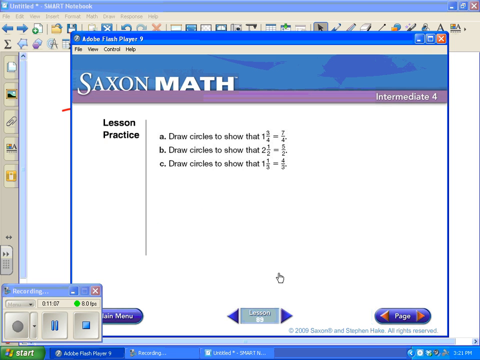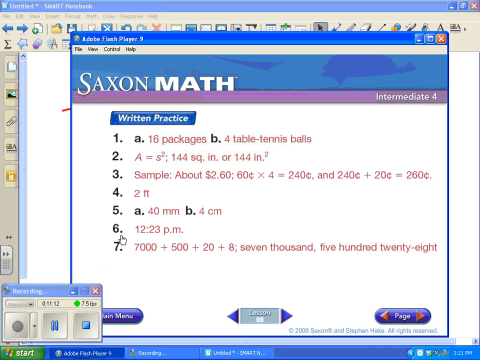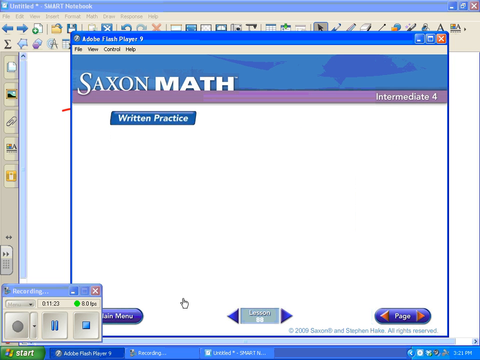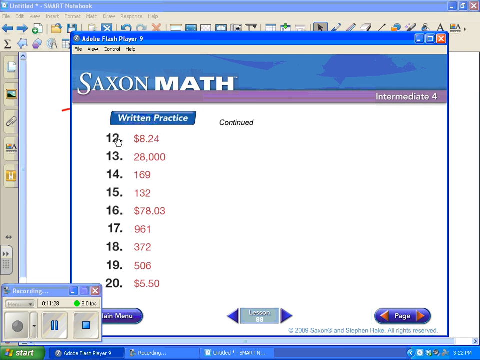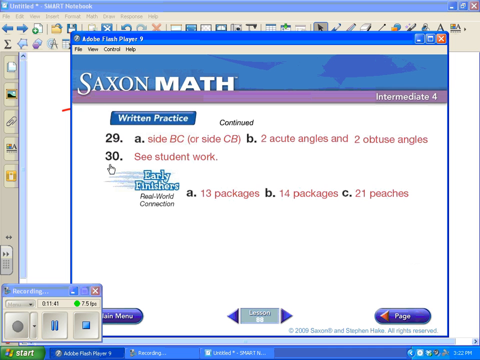Okay. Now let's go back, and I know you need to check your written practice for 88. So hit pause as you check 1 through 7. Hit pause as you check 8 through 11. Hit pause as you check 12 through 20. Hit pause as you check 21 through 28. And hit pause as you check 29 and 30 in the early finisher if you did that.